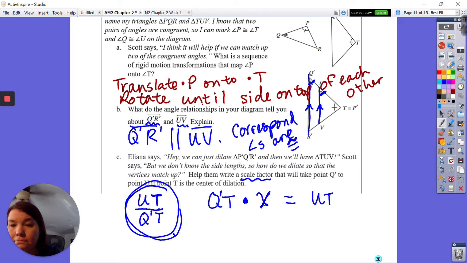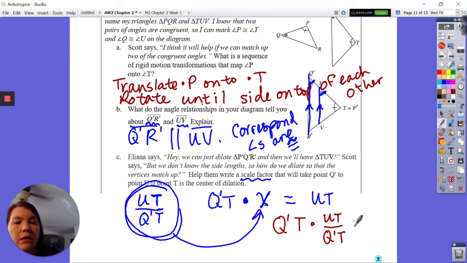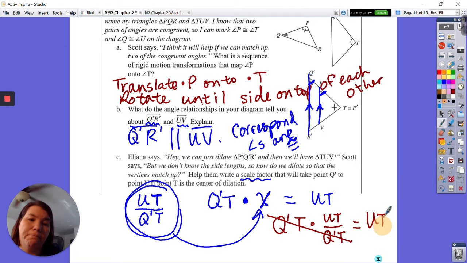Let's check. So Q prime T times UT over Q prime T equals, the QT's cancel out, UT. See? So this is my scale factor. And it can be all letters. And the beauty of everything being all letters, and I know that this is really a frustrating thing for almost every student I've ever taught, is when it goes to all letters, they're like, not letters. Please, why are we using numbers?